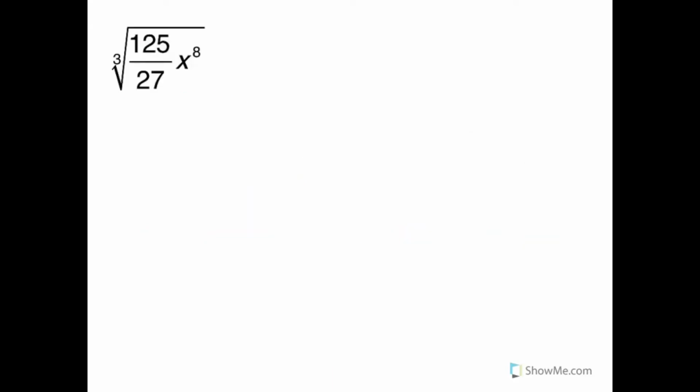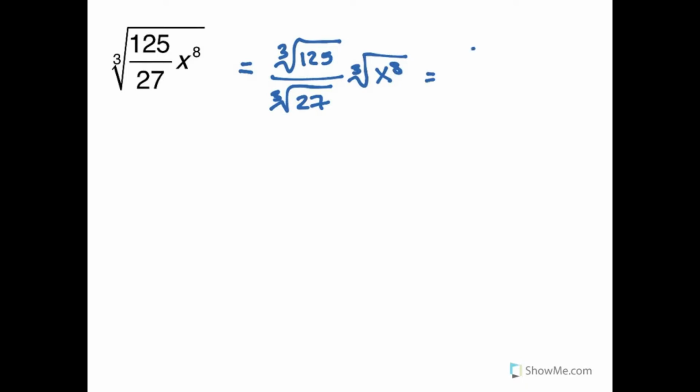To simplify the cube root of 125 divided by 27 times x to the 8th, I'm going to take advantage of this division and multiplication inside to separate each part into its own cube root. So I have the cube root of 125 and the cube root of 27 and the cube root of x to the 8th. The number parts simplify. The cube root of 125 is 5 and the cube root of 27 is 3.